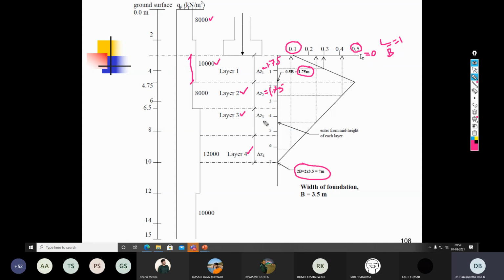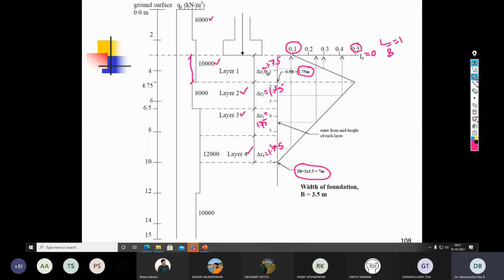1.75. Very good. What about delta Z3? 1.5. Okay. And Z4 is also 1.5, I guess. No, sir, it will be 1.75, both are. Achha, 1.75 and 1.75. Very good. So all layers are almost the same: 1.75, 1.75, 1.75.